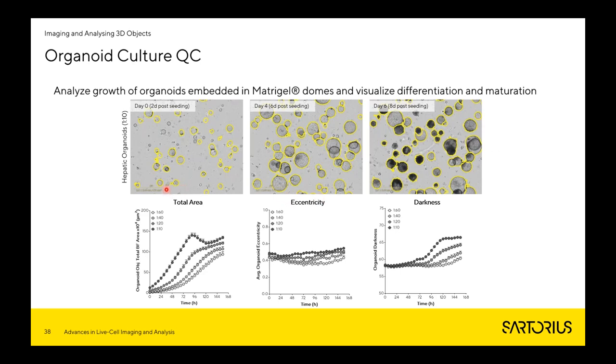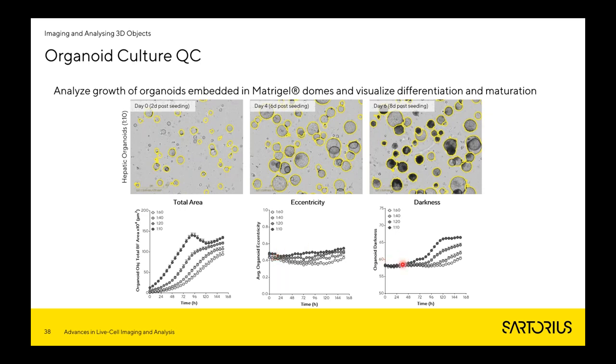So here we have mouse hepatic organoids at day 0, day 4, and day 6. We can look at the total area in the dome. So we can see that at 4 different seeding densities, we can see the increase in the total area over time. When we look at the eccentricity, this is a measure of the circularity of the object. So a value of 0 would be a perfect circle, a value of 1 would be a straight line. What we see is that they have a relatively middling eccentricity, just shy of 0.5, and we see that that remains relatively consistent throughout the course of the entire assay.